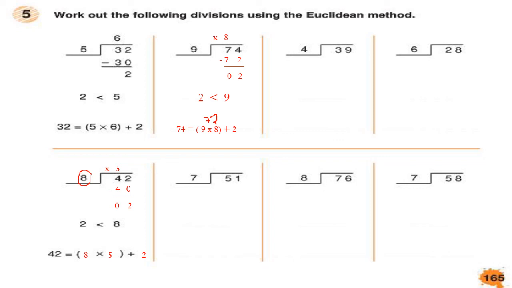Let's do this one, the last one. 7 times what gives 51? No number, the nearest to it but smaller than it, we have 49. So I write here 7 times 7, 49. 1 minus 9, I can't, so we need to borrow from 5. 5 will be 4 and 1 becomes 11. So now we subtract: 11 minus 9 equals 2, and 0. 2 is less than 7, and you write the Euclidean writing.